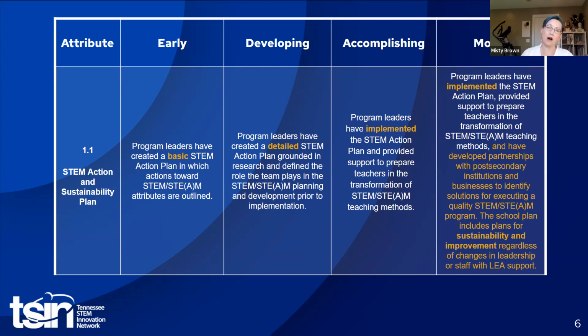The key between accomplishing and model is everything that's in yellow. So accomplishing means you've implemented your plan, but model is that you've implemented it and you have partnerships. Those partnerships are post-secondary, community partners or businesses, and they're the ones that are also coming in to help identify what are real world STEM or STEAM problems that they're facing.